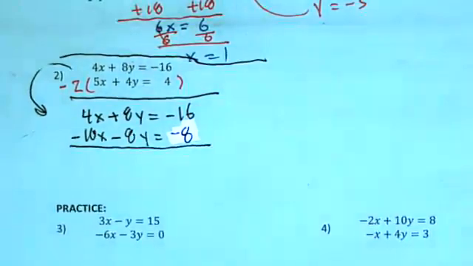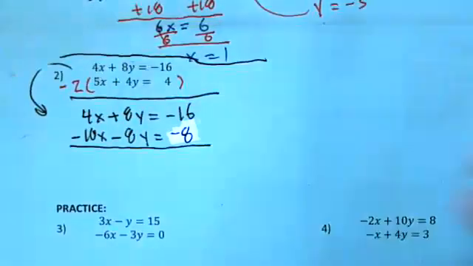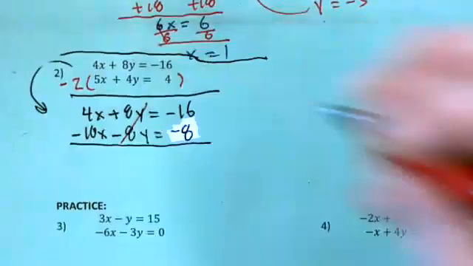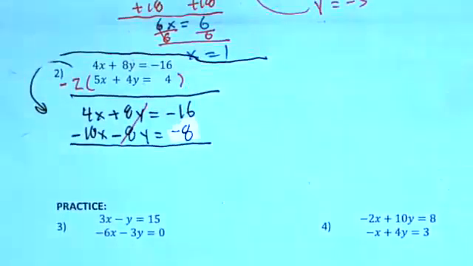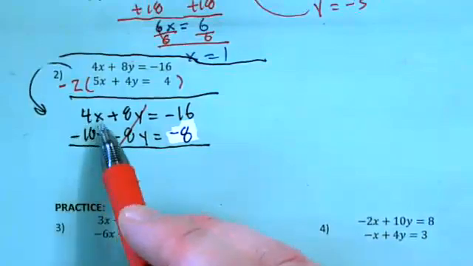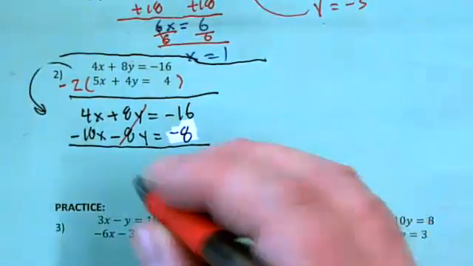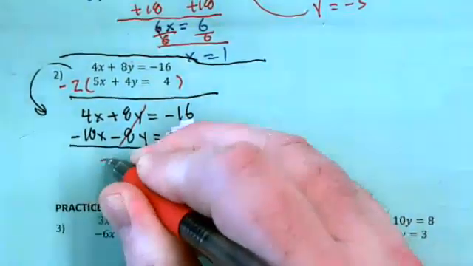All right, so we can go ahead and add those equations together, and what we're going to see is the y's are going to cancel. 8y and -8y are going to cancel. Let's see what else we have though. We've got 4x minus 10x. That's -6x.